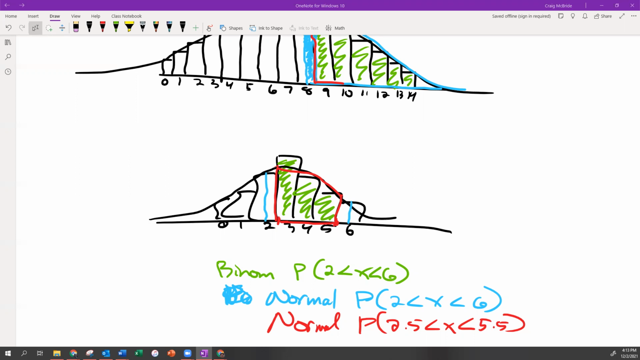Yeah, no, it's exactly that. You just have to make small adjustments when you're switching from that discrete to that continuous, because like you said, the area under the curve gets to be a problem.